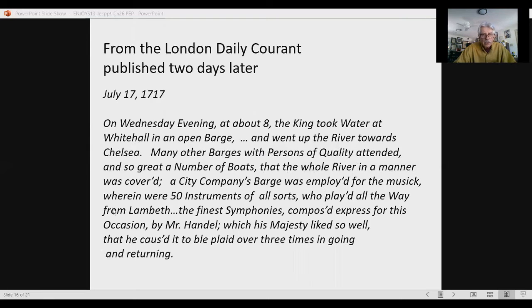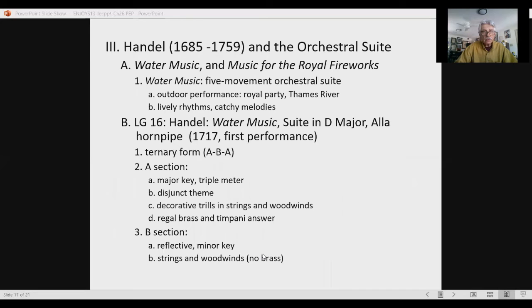who played all the way up from Lambeth the finest symphonies, composed expressly for this occasion by Mr. Handel. And they're using this word symphonies in a loose way. His Majesty the King liked them so well that he caused them to be played over 3 times in going and returning. So the boats traveled up to the destination, and he got off the boat for an hour or so, and then got back on the boat and went back. And he wanted music in both directions.